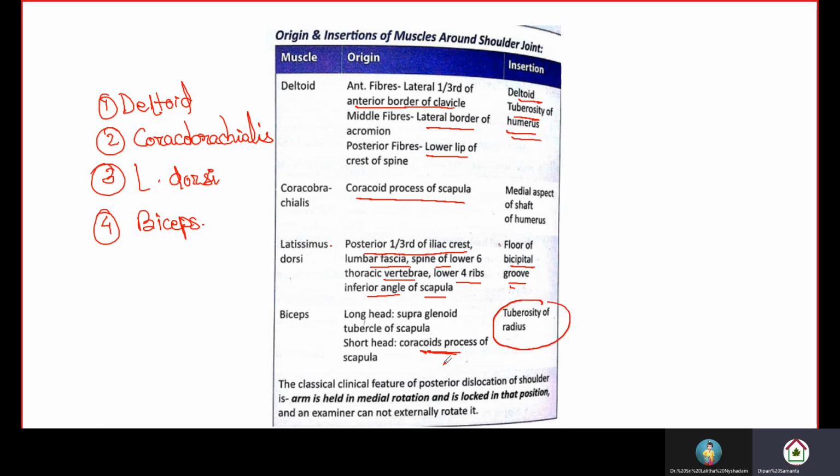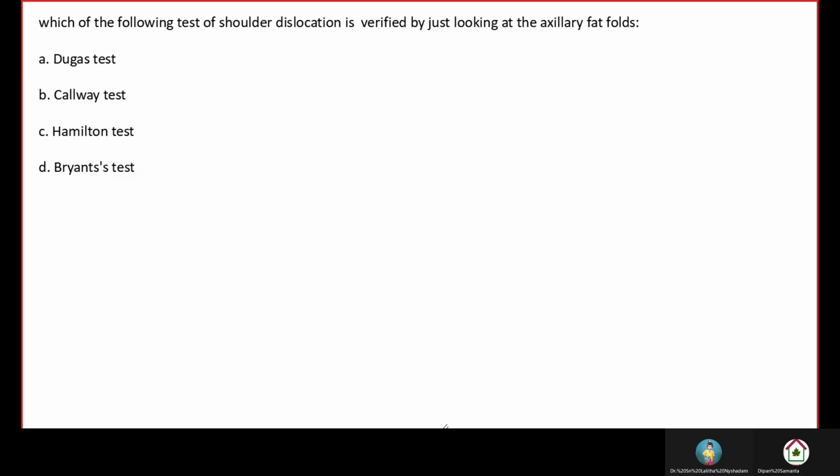The classical clinical feature of posterior dislocation of shoulder is that the arm is held in medial rotation. This is a very important line: it is locked in that position and an examiner cannot externally rotate it. This is the clinical diagnosis of posterior dislocation of shoulder. So, next question.